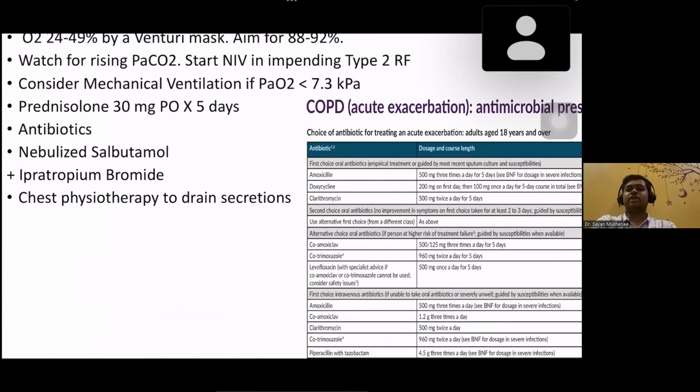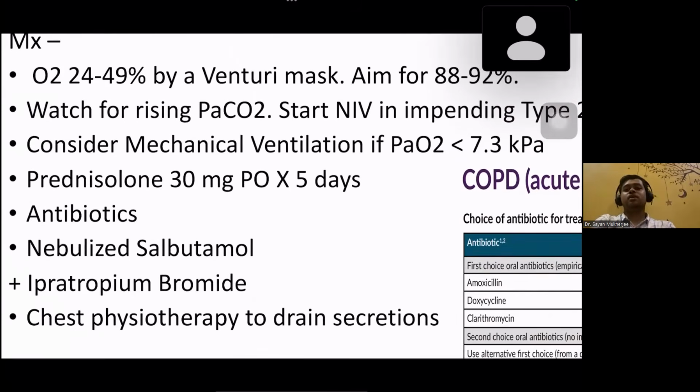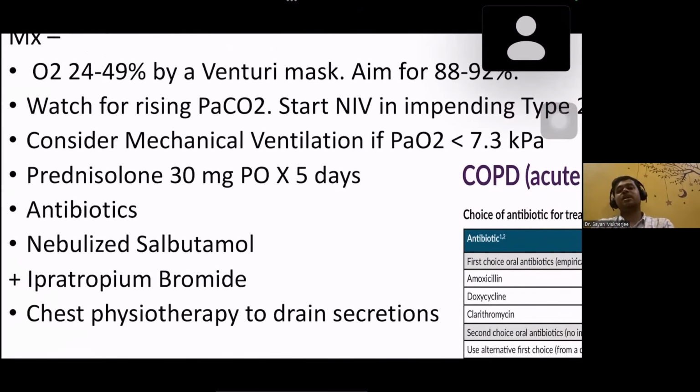You don't need to remember it separately. Just remember the Venturi mask point, watch for rising CO2, and give him steroids, salbutamol and ipratropium like asthma, and give him antibiotics, give him amoxicillin.